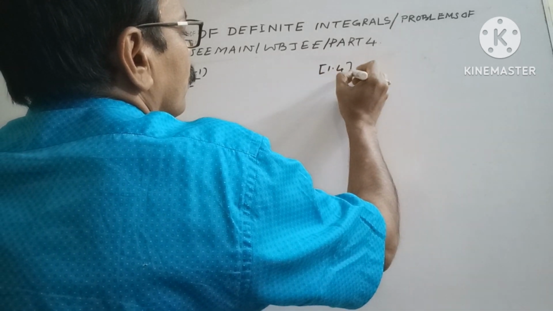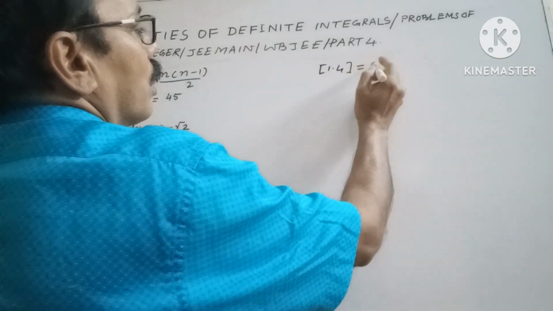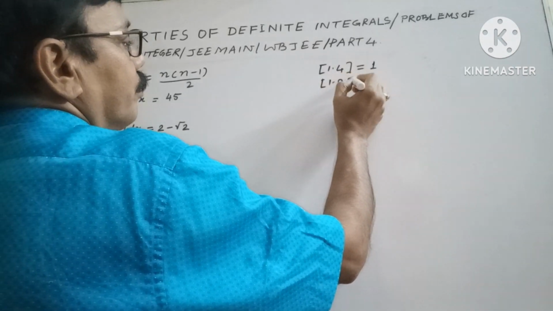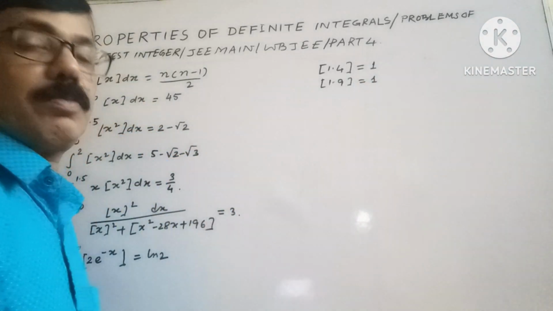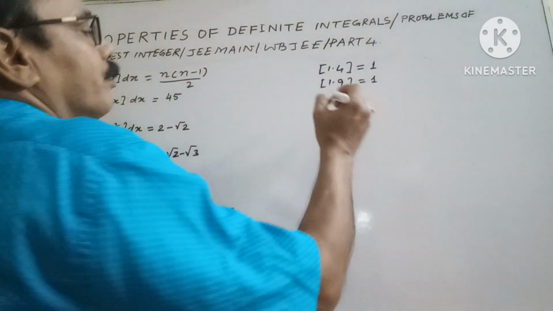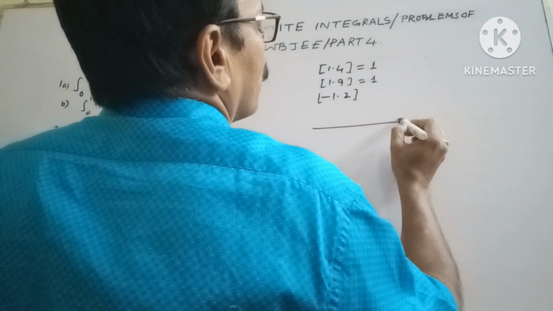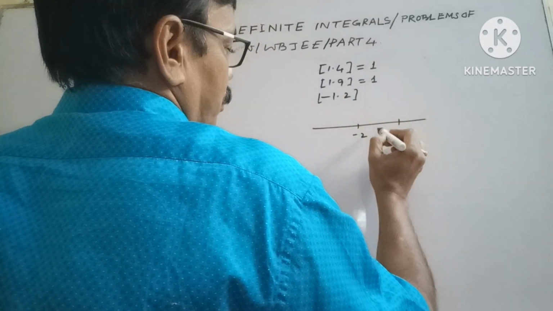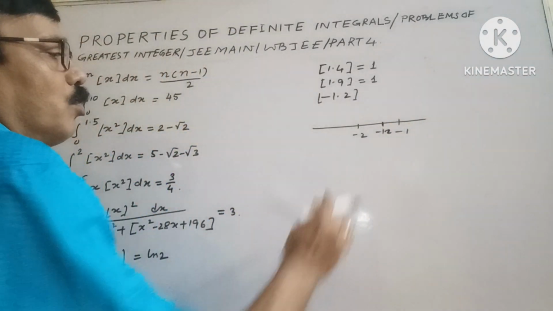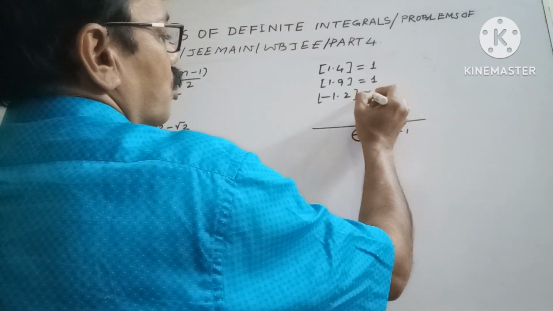1.4. So, the value will be an integer but not exceeding 1.4. So, this is 1. 1.9, this is also 1, not an approximate value. If you take 2, then it will be greater than 1.9. And if it is minus 1.2, look, this is minus 1, this is minus 2. So the value should be an integer but not exceeding minus 1.2. So this is minus 2.